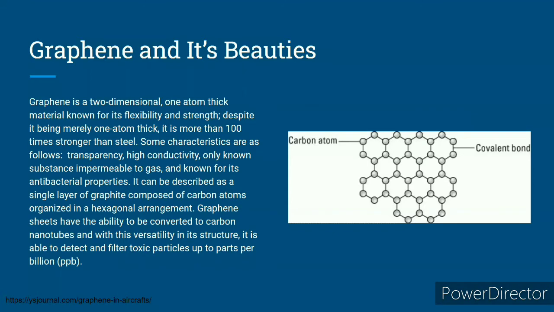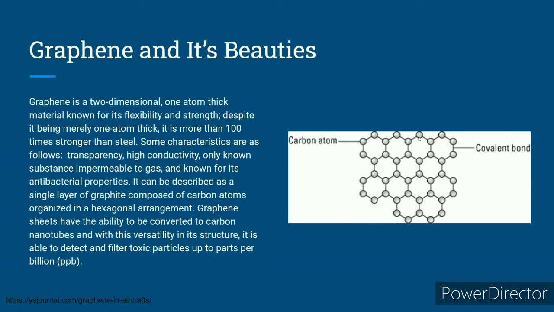Graphene is a two-dimensional, one-atom thick material which is known for its flexibility and strength. And even though it's so small, it is still stronger than steel. Some of the characteristics it's known for are its transparency, its high conductivity, and it's known to be the only substance impermeable to gas. It's also known for its antibacterial properties, which would be very important to our proposal today. It can also be described as a single layer of graphite, which is only composed of carbon atoms organized in a hexagonal arrangement. This can be seen in the figure provided in the slide right there.